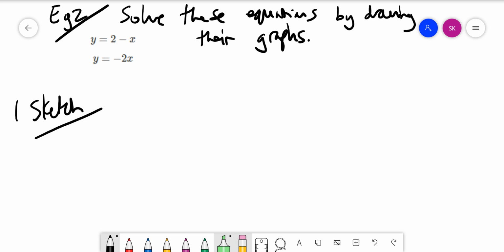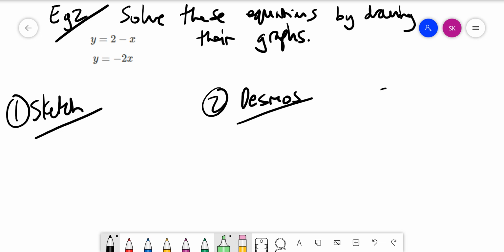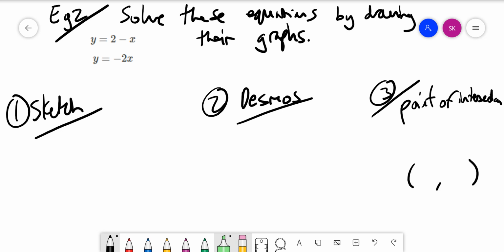Then you're going to open Desmos. You're going to draw the graphs like I've just shown you. Then finally, you're going to look for their points of intersection in order to get a solution. And I want you to write the solution as 2 coordinates with brackets. So pause the video and have a go at doing all of that, and press play when you're ready to keep going.